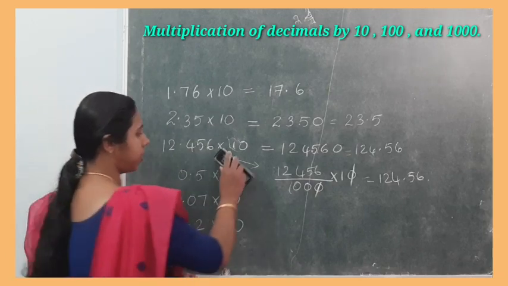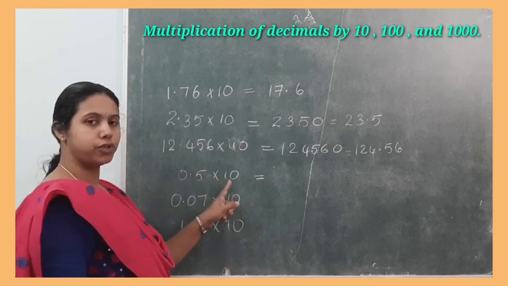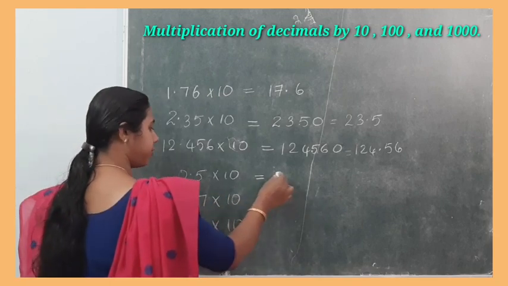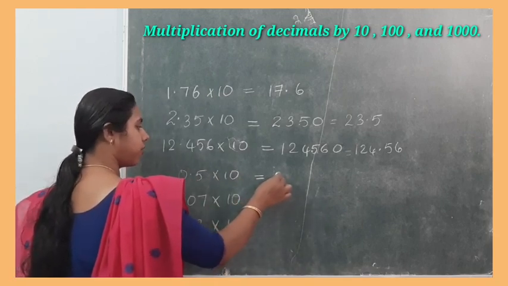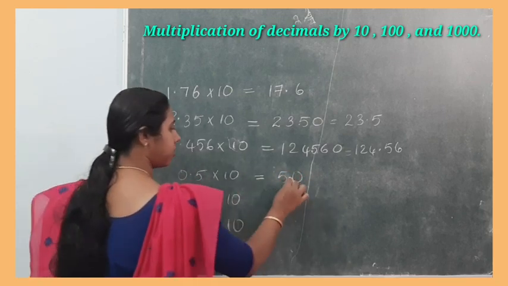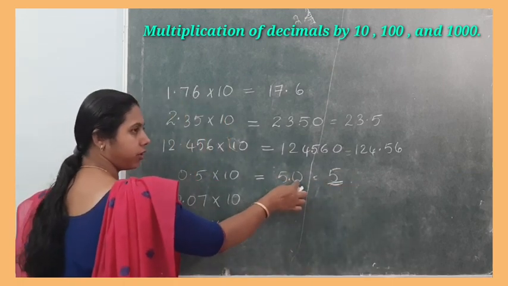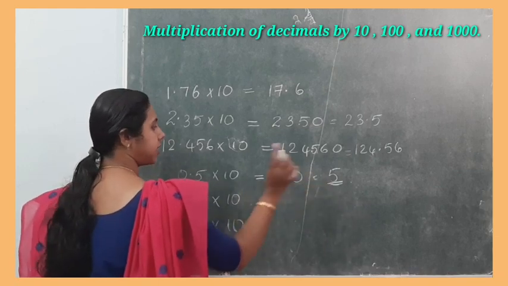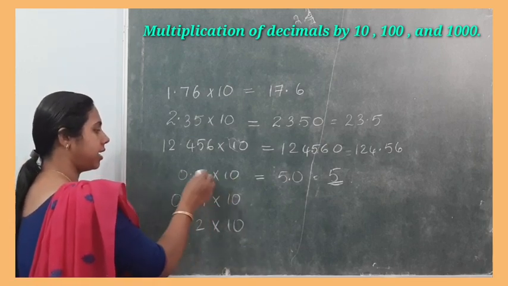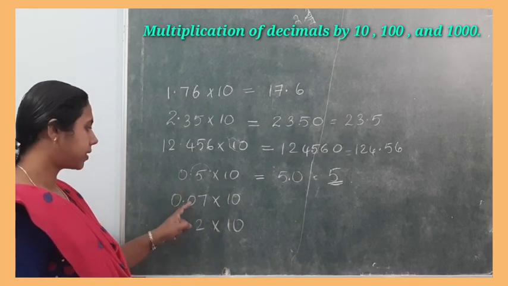Then can you say the next one? 0.5 into 10. So 5 tens are 50. So 1 decimal place, 5.0, that is equal to 5 only. 5.0, there is no value for the 0 after the decimal point. So the answer is 5 only. So when you are multiplying 0.5 into 10, the decimal point moved one place to the right.